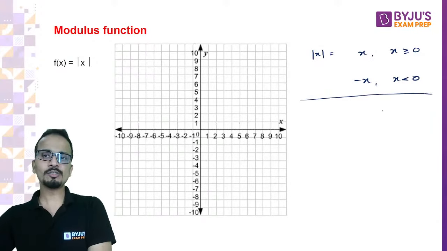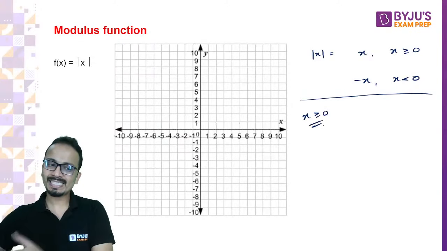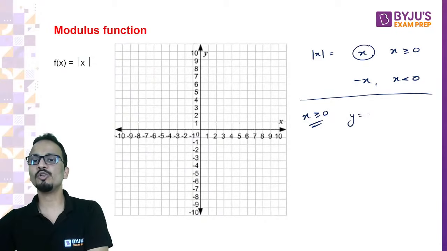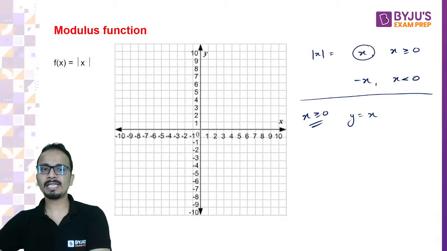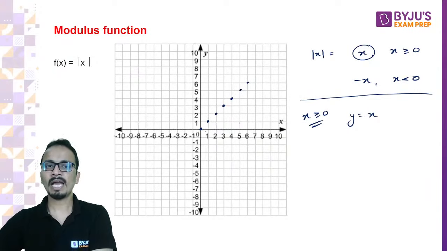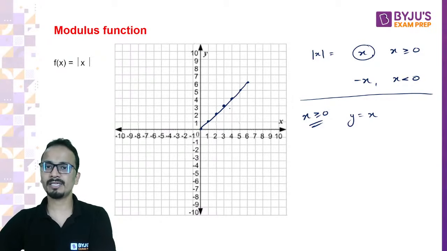Okay. Now let's plot the graph. So when x is greater than or equal to 0, when x is a positive number, which graph will we consider? The first graph, y equal to x. So when x is greater than or equal to 0, the graph will be y equal to x. If x is 1, y will also be 1. If x is 2, y will also be 2. For 3, it will be 3, and so on. So these will be the points. At x equal to 0, y will also be 0. So the graph on the right hand side of the y-axis will be like this.